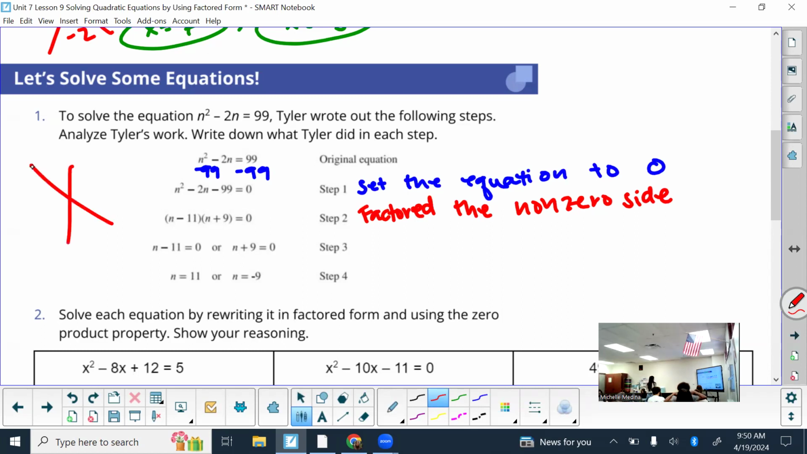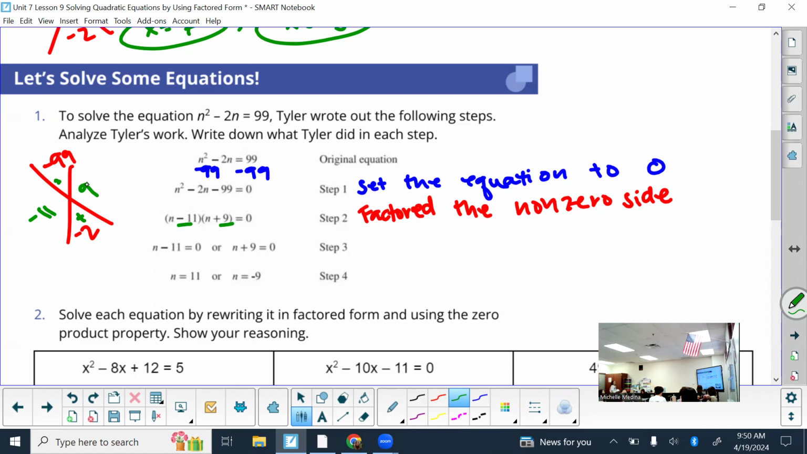You guys would probably recognize that from setting up the diamond method and picking two numbers that multiply to the top but add to the bottom. And according to Tyler, he thinks that it's -11 and +9 that do that. Say he's correct.